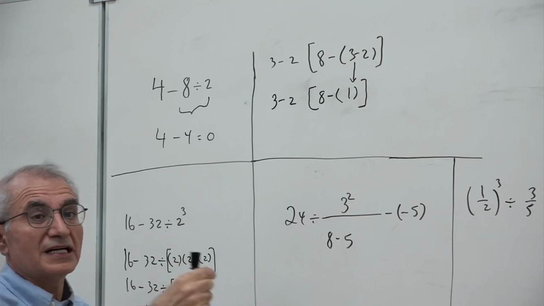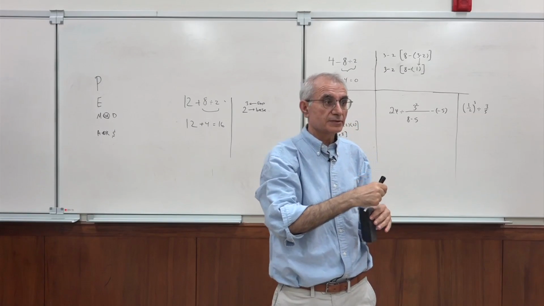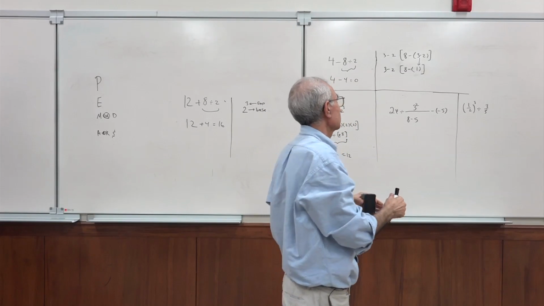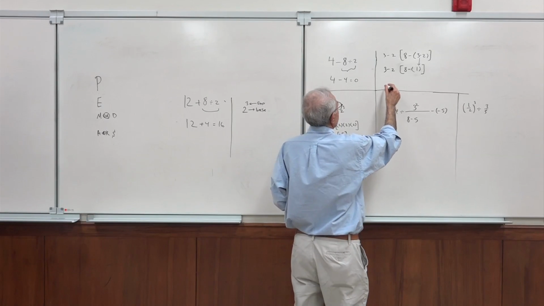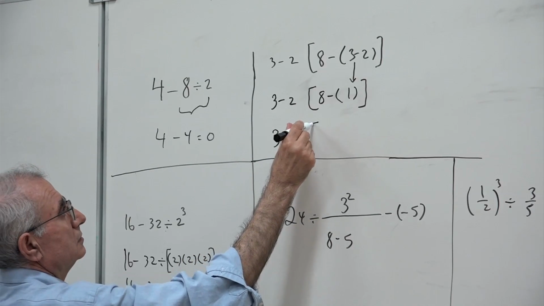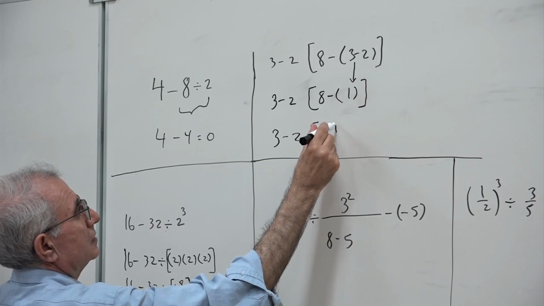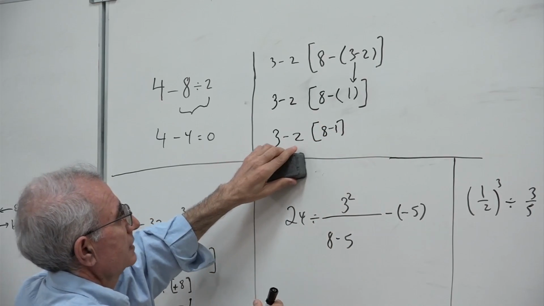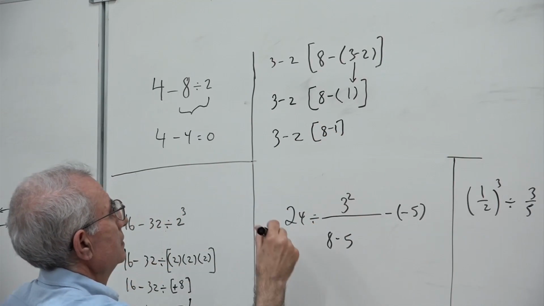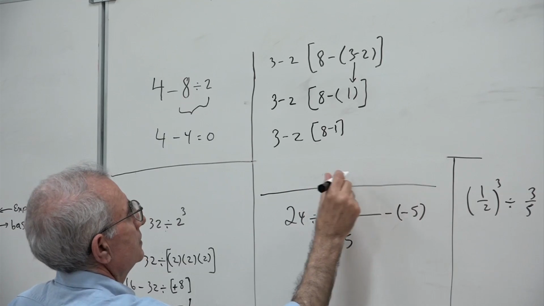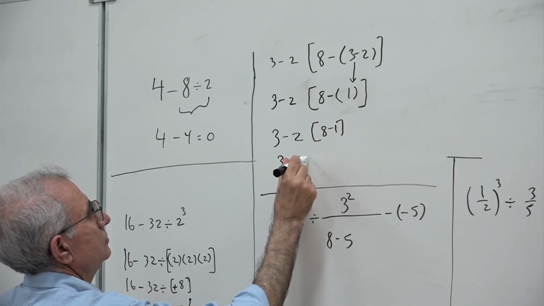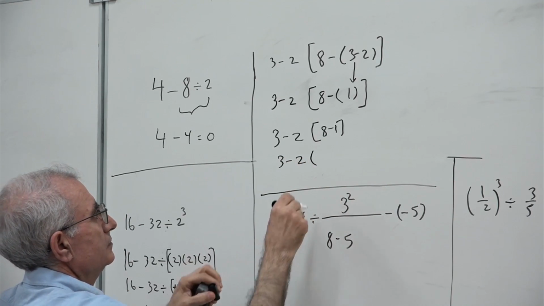I'm working from inside out. So I work inside the parentheses, then now I'm going to work inside the bracket. So that will be 3 minus 2 times 8 minus 1. Let me erase this and extend this line. So that will be 3 minus 2 times 7.